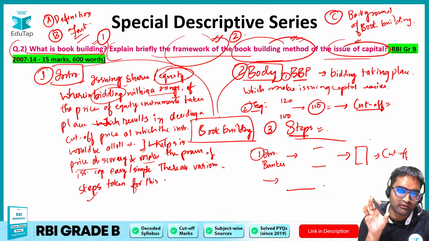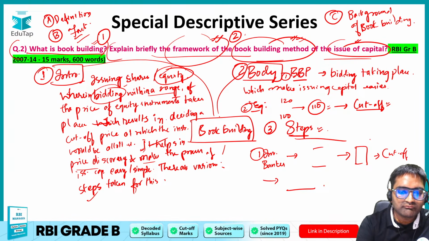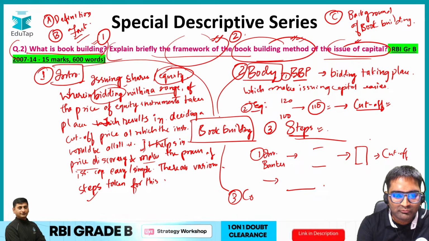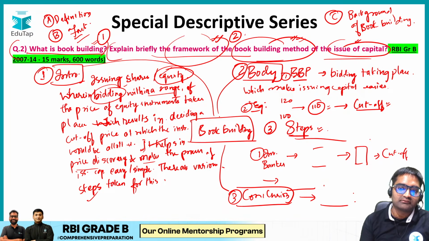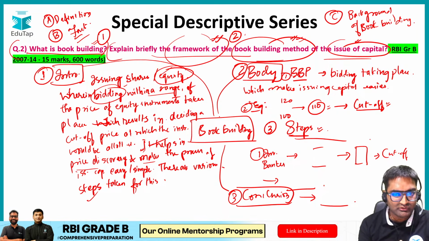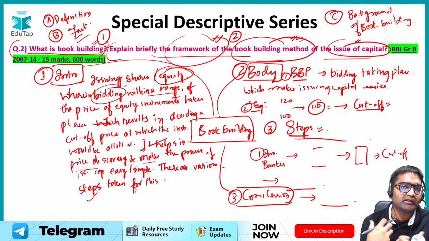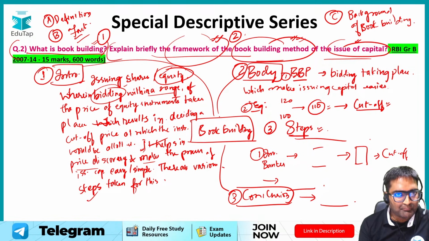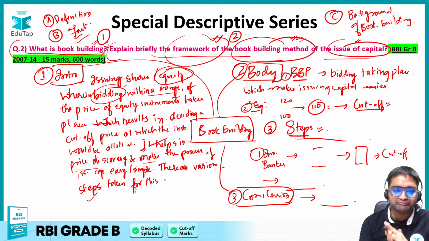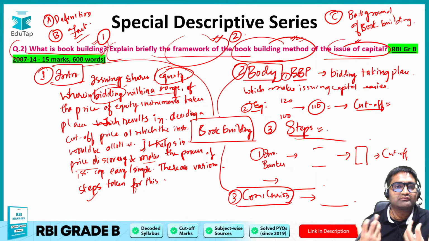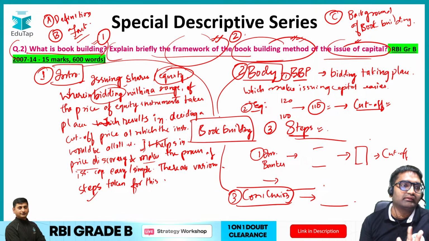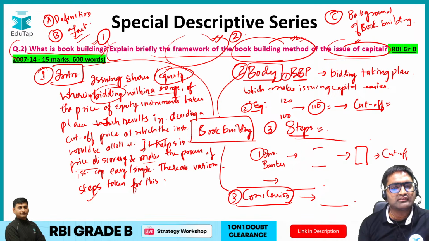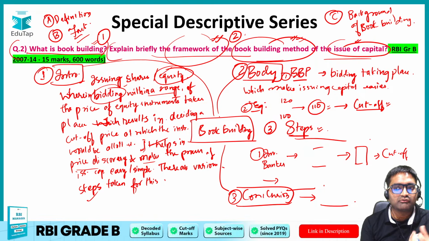And then once this is very clear, the conclusion will be very natural. As it is seen, the book building process incorporates bidding with respect to the price of the capital that is being issued, and that helps in simplifying the process of issuing capital. Apart from that, it also helps in price discovery. The price of the particular equity instruments is also very clearly understood. The best price is decided. So this is an idea of how you can answer this particular question.